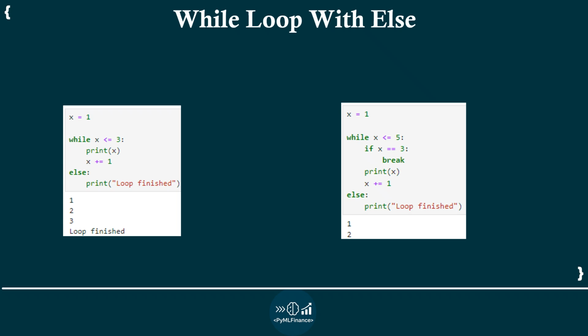The same concept applies with while loops as well. So if the while loop runs normally, then the else block is executed and you are getting loop finished. But whenever there is an interruption in the execution of the while loop, the while loop breaks midway. In that case, the else block is not executed. So we have simply 1 and 2, and after x became 3, the break statement was executed. And hence we didn't get loop finished printed on the console.